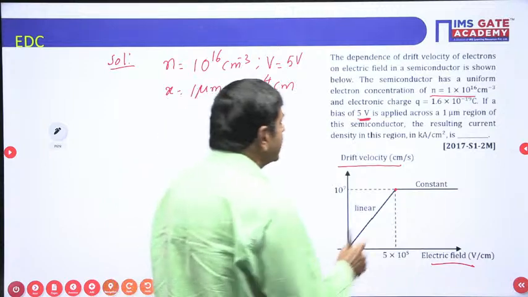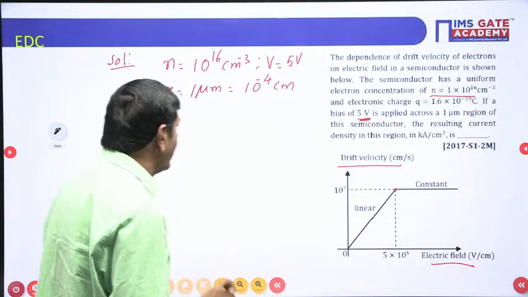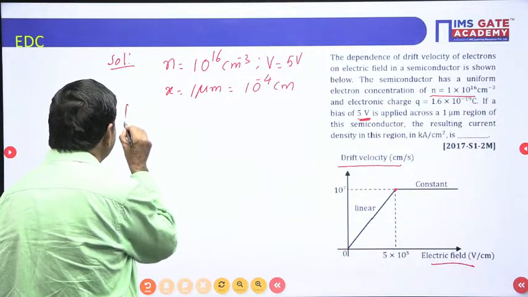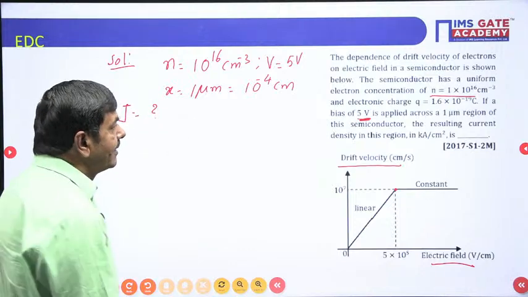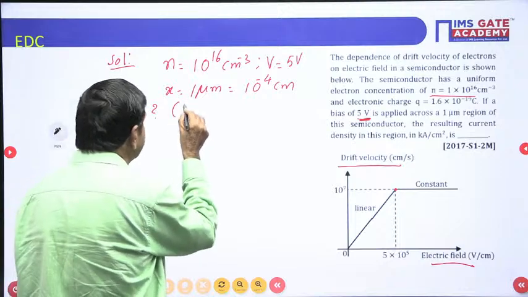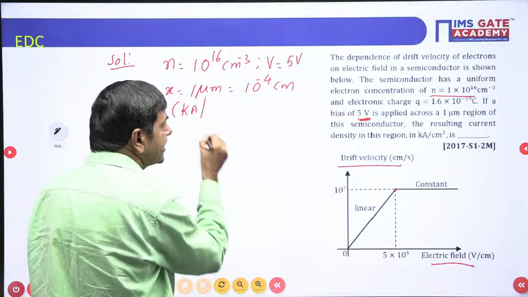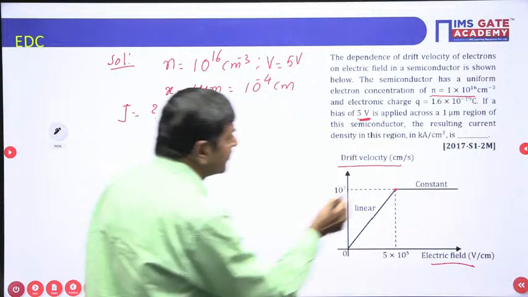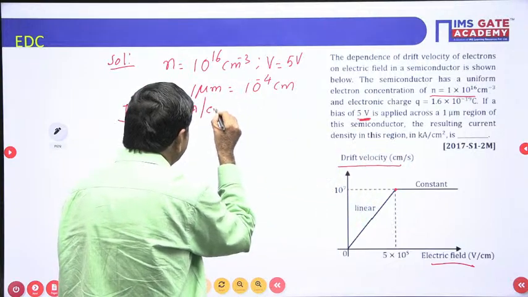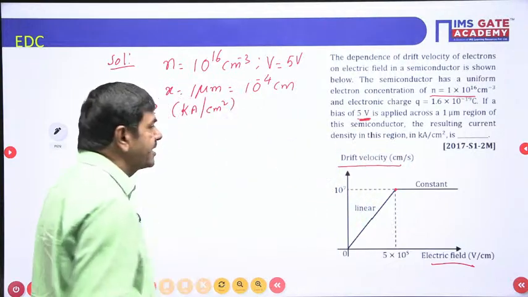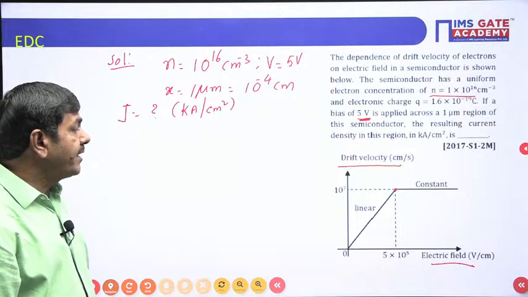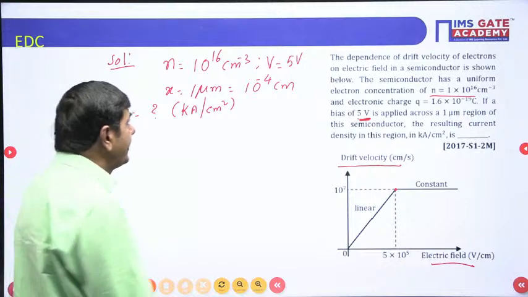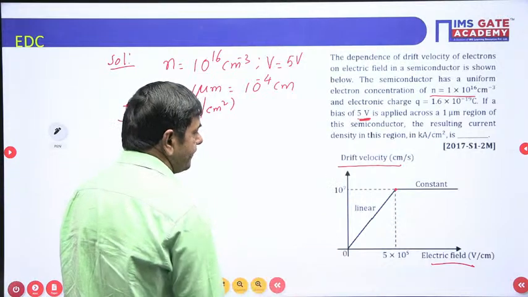And what is being asked? The resulting current density is required. Resulting current density means the J value, how much is being asked. That is required in kiloamperes per cm square, per cm square. With those units I want it. How can we find it? In the problem it is given clearly.